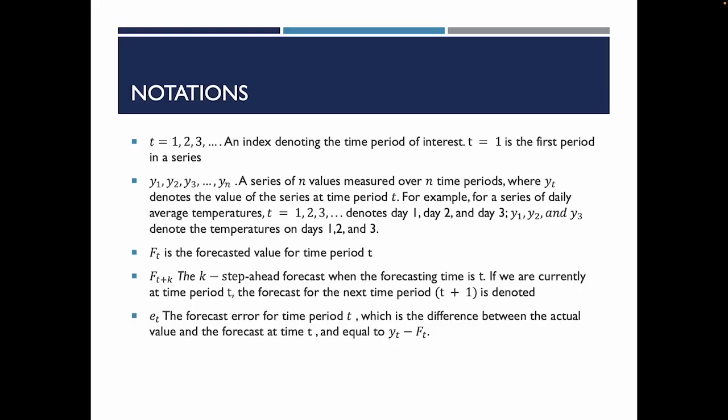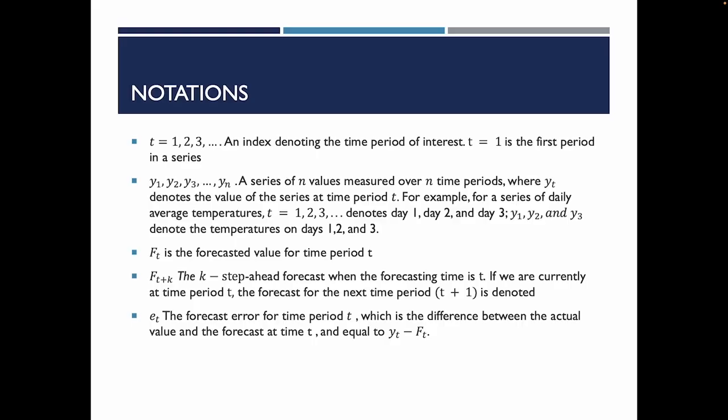Then in many books, they use F to represent the forecasted value, F sub t. F sub t is the forecasted value for the time period t. F sub t plus k is the k-step ahead forecast. So when the forecasting time is t, then t plus k is a future period. You're forecasting for the next time period, which is t plus 1 or t plus 2, the following year or the following month, etc.